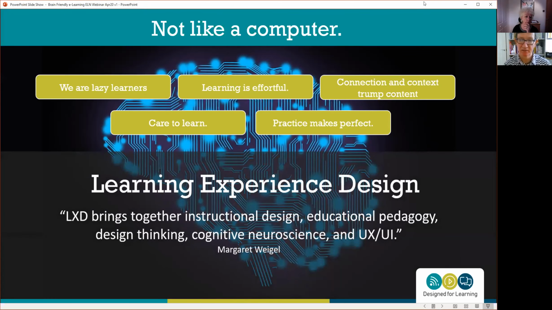Actually, I've come to think more recently that a lot of this ties together with what we're learning now about cognitive neuroscience and the theories of learning. You're seeing a lot more talk these days about learning experience design, and I've done a lot more research recently on what exactly it is. A lot of people have different ideas of it, but I quite like this view from Margaret Vigel. She said it brings together instructional design, educational pedagogy, design thinking, cognitive neuroscience, and UX UI.